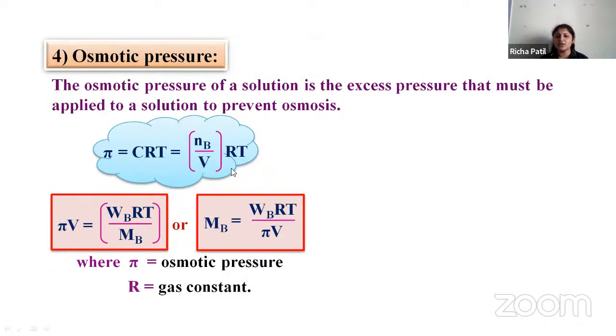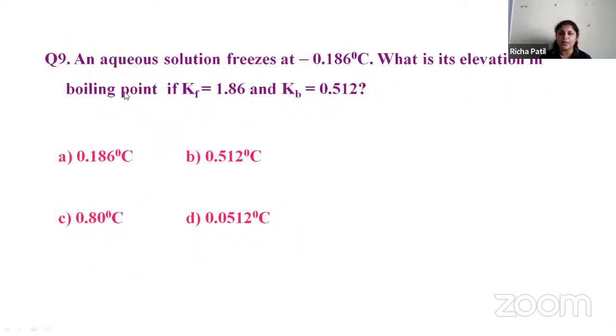Next is osmotic pressure. The osmotic pressure of a solution is the excess pressure that must be applied to a solution to prevent osmosis. It is given as pi equals CRT equals NV divided by V into RT. If you rearrange it, pi V equals WB RT divided by MB, or MB equals WB RT divided by pi V, where pi is the osmotic pressure and R is the gas constant. So this is the formula for calculating osmotic pressure. We'll see some questions now.